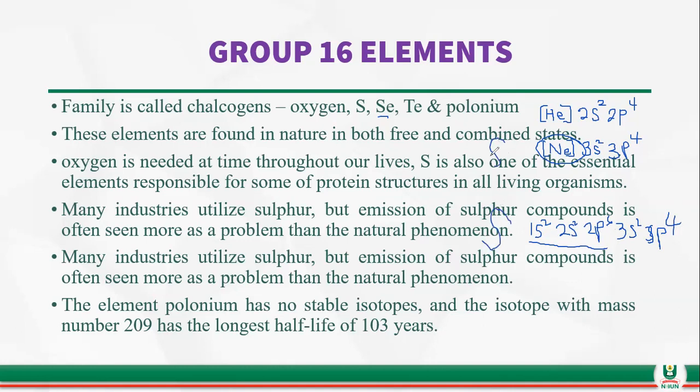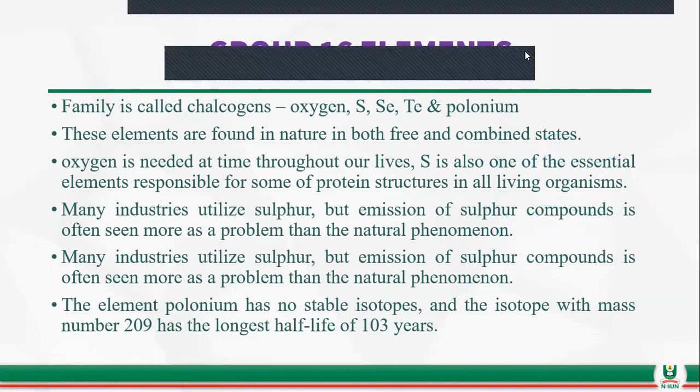This is for sulfur. But what we have just done is that instead of this, that's 10 electrons, which is for neon as a noble gas, you can replace it with neon. So the first thing is that you must know the elements and you must know how to do their electronic configuration. Then a lot of things become easier.